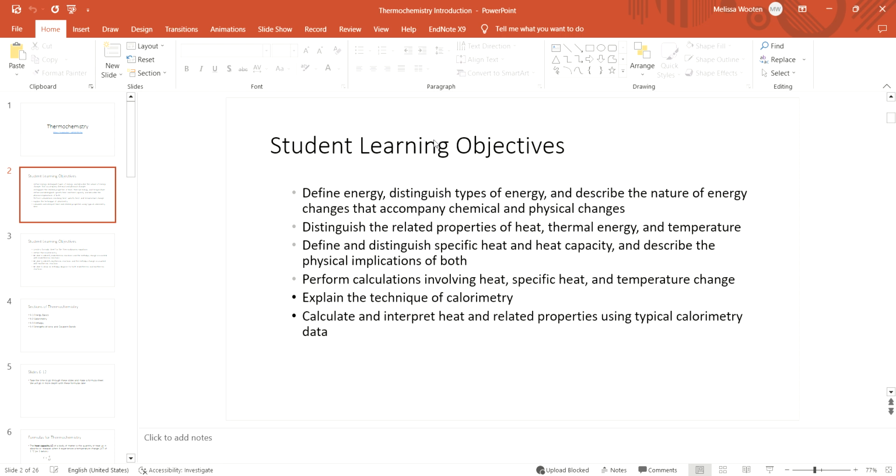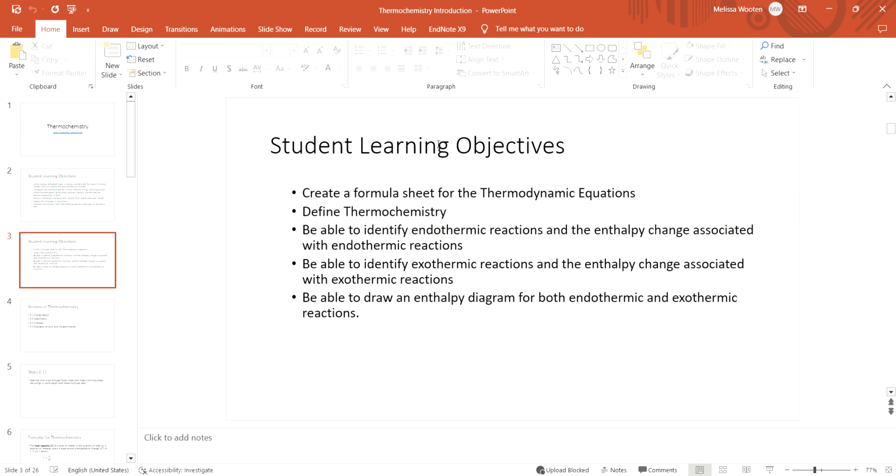Explain the technique of calorimetry. Calculate and interpret heat and heat-related properties using typical calorimetry data. These are the student learning objectives for thermochemistry overall. For this specific PowerPoint, we're going to create a formula sheet for the thermodynamic equations.